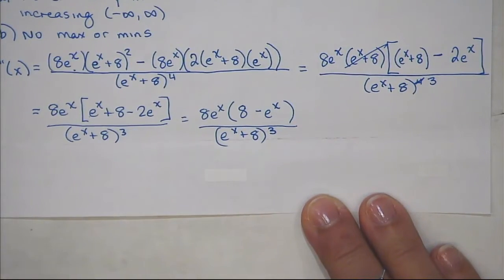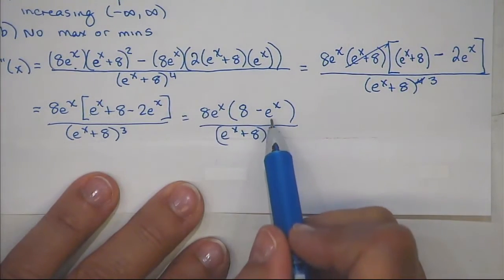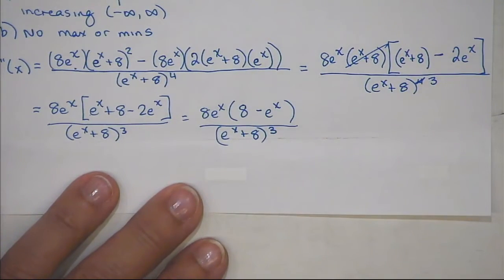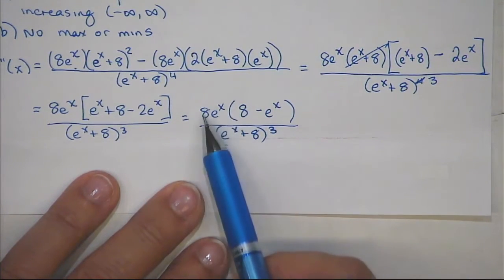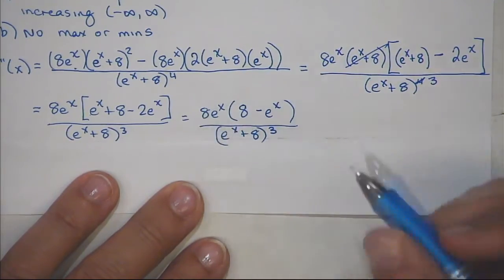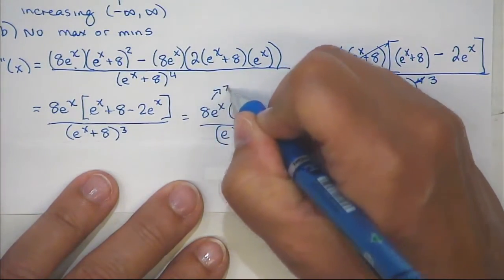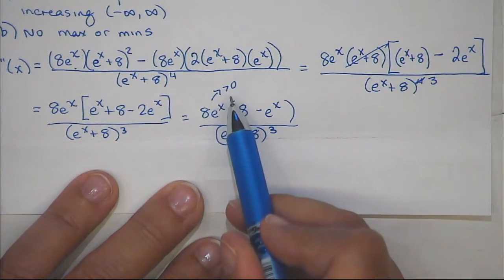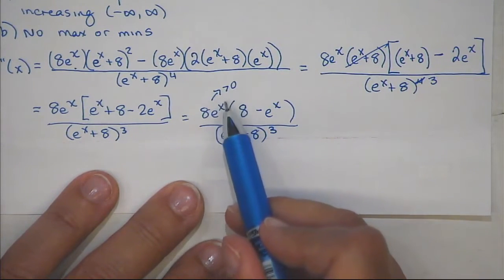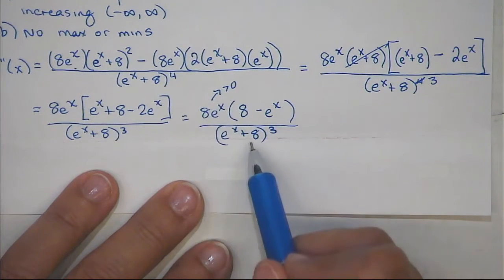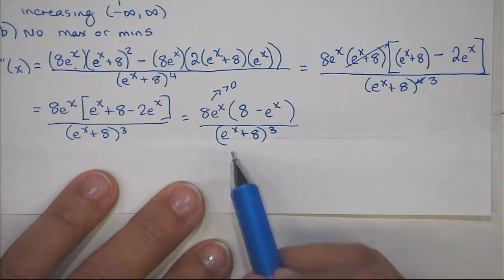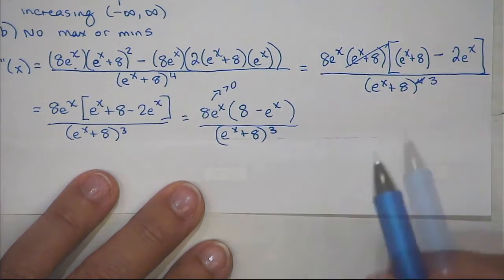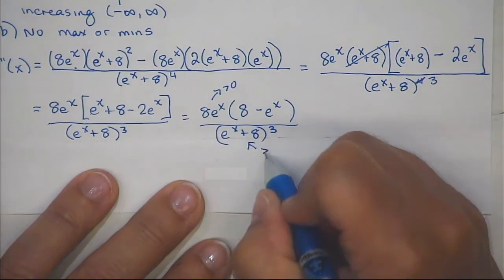We have to set each factor in the numerator equal to 0 and each factor in the denominator equal to 0 to find our critical numbers for the second derivative. We already said that there's no way this is going to be 0, right? So this one is always greater than 0. What about the denominator? Also always greater. E to the x is positive. If you add 8 to it, positive, cube it, positive. So this guy is always greater than 0.